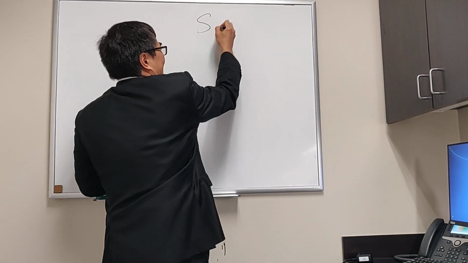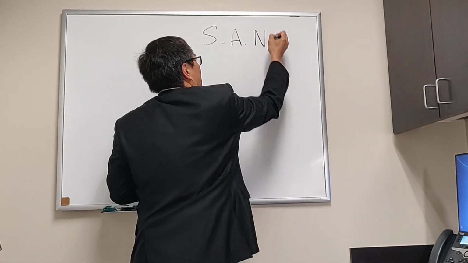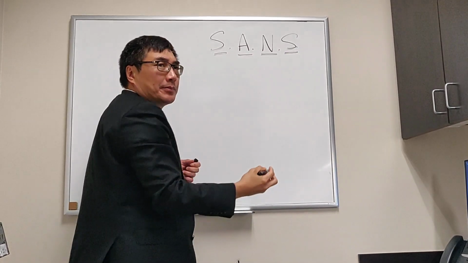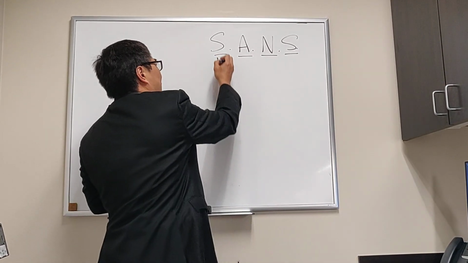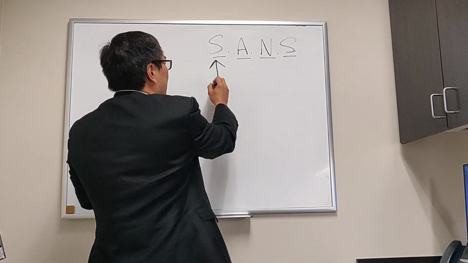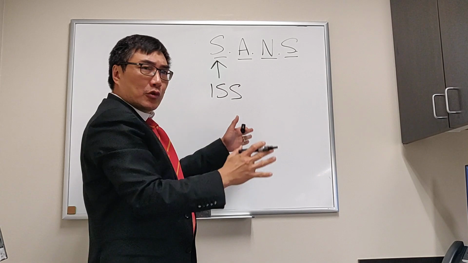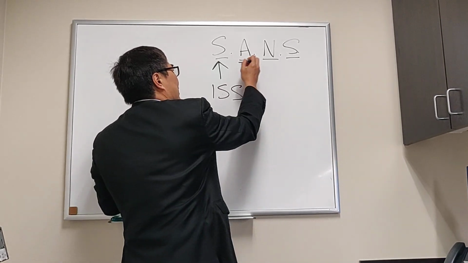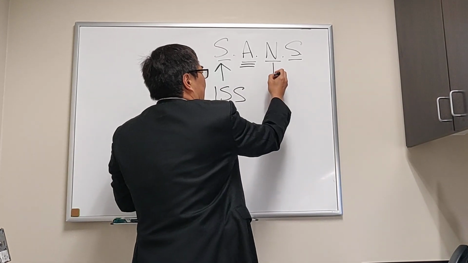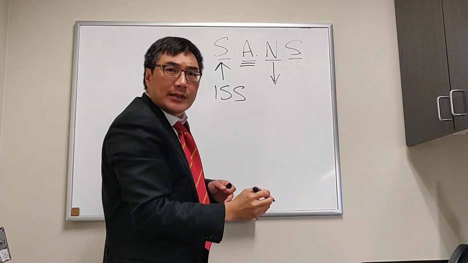So we're going to be talking about SANS today. SANS stands for Spaceflight Associated Neuro-Ocular Syndrome. It's called that because after long duration spaceflight on the International Space Station, 6 months or more on the station, we have seen an associated neuro-ocular syndrome that is unique to spaceflight.